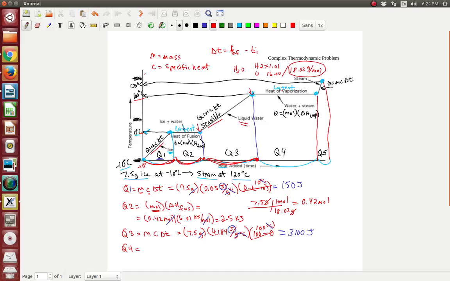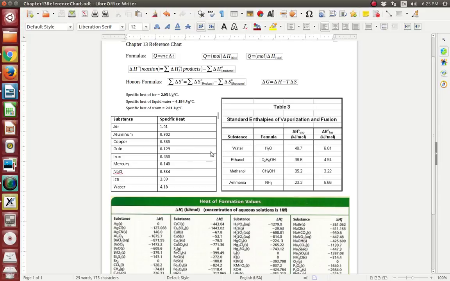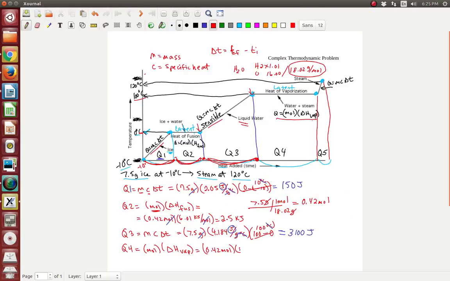So Q4 is in a latent heat area again. We use the moles times the heat of vaporization, the delta H of vap. The number of moles is the same, 0.42 moles. Then we have to look up the delta H of vaporization. Let's see if we can find it, over here somewhere. There it is: water, delta H of vap, 40.7 kilojoules per mole. So we go back over here and write that in: 40.7 kilojoules per mole.